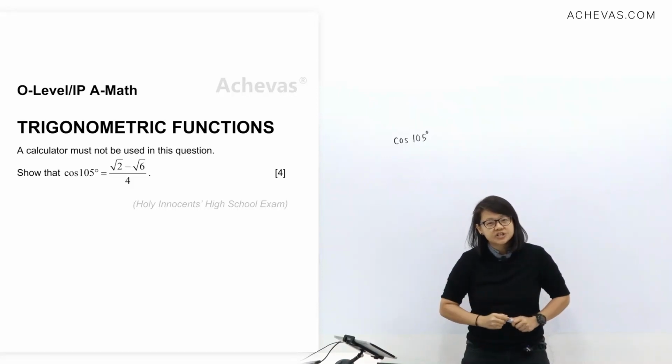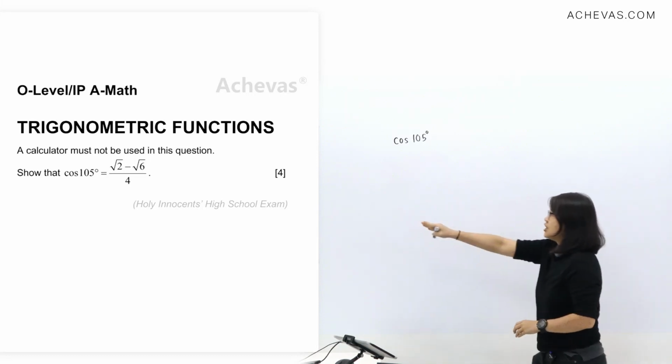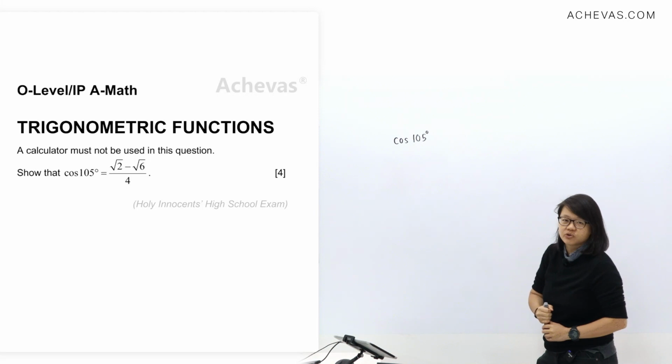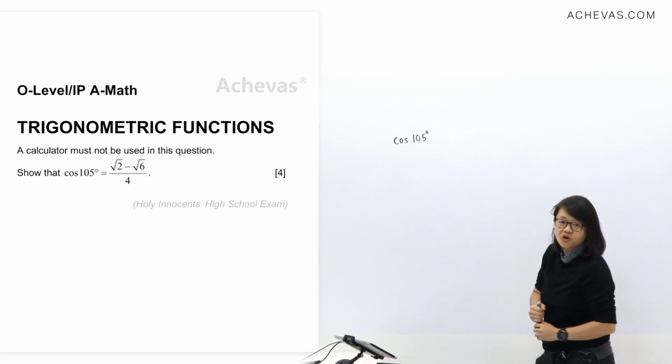Let's take a look at a question on the topic of trigonometric functions from Holly Innocent High. A calculator must not be used in this question. Show that cos 105 degrees equals (√2 − √6)/4.